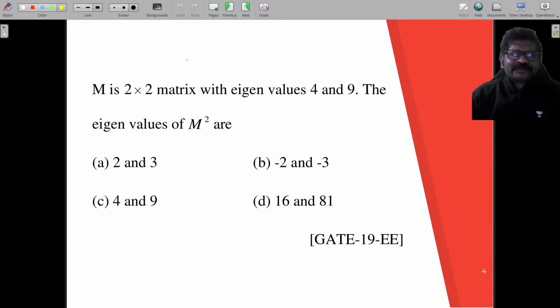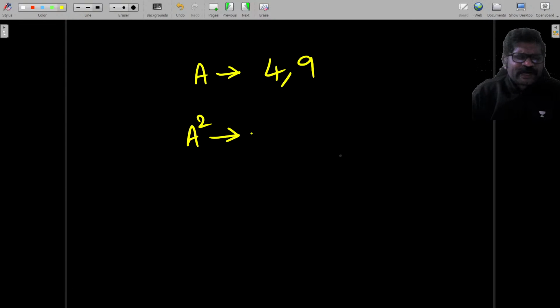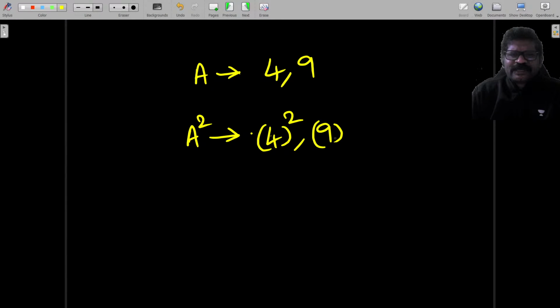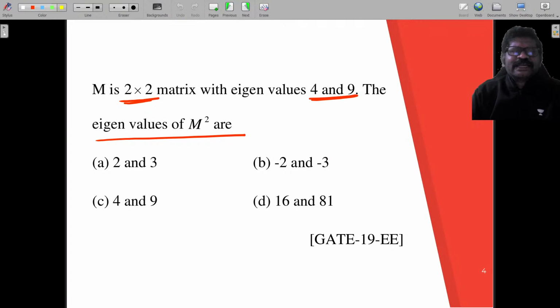Next question. Matrix M is 2 cross 2 with eigenvalues 4 and 9. The eigenvalues of M square are? The eigenvalues of A are 4 and 9. For the eigenvalues of A square, we have a direct property: if lambda is an eigenvalue of A, then lambda square is an eigenvalue of A square. That's why 4 square, 9 square, that is 16 and 81. So the eigenvalues are 16 and 81.